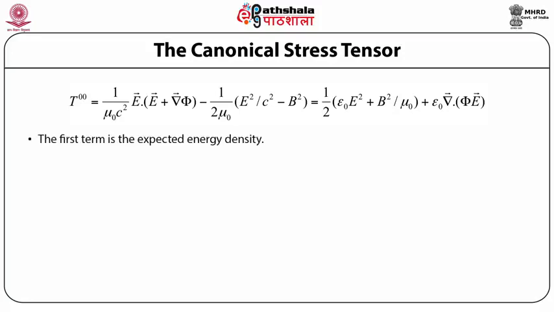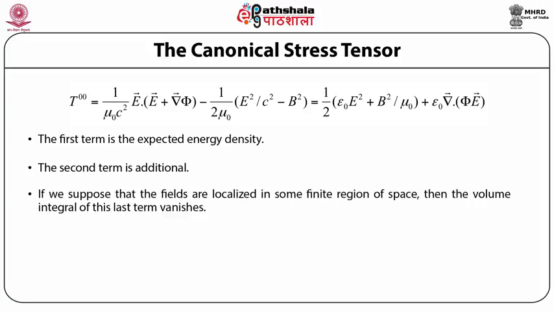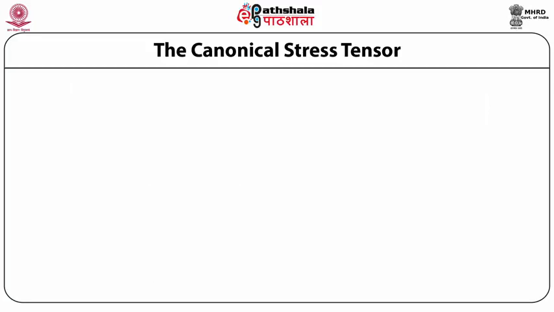The first term is the expected energy density. The second term is additional. And if we suppose that the fields are localized in some finite region of space, then the volume integral of the last term vanishes, and thus we get ∫T^00 d³x equals 1/(8π) ∫(E² + B²) d³x, equals W_field, the usual expression for the energy of the electromagnetic field.